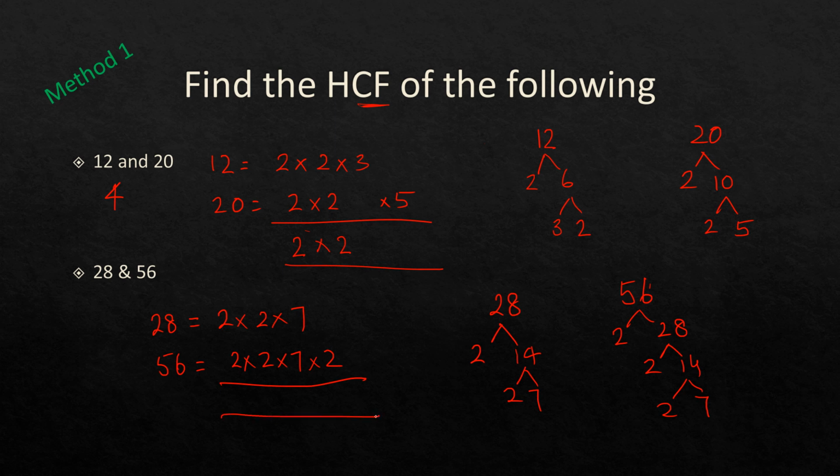Now I just have to take what is common to both of these numbers. 2 is common, 2 is common, 7 is common. But this extra 2 has no corresponding 2 on the other side, so I'm not going to take that. So the highest common factor of 28 and 56 is 2 times 2 is 4, 4 times 7 is 28. So the highest common factor of both of them is 28. 28 times 1 is 28 and 28 times 2 is 56.